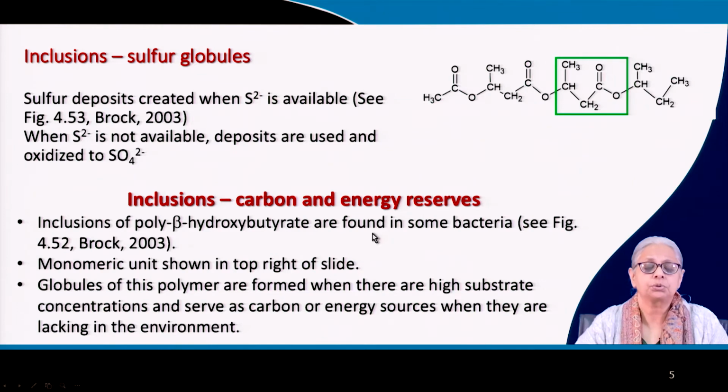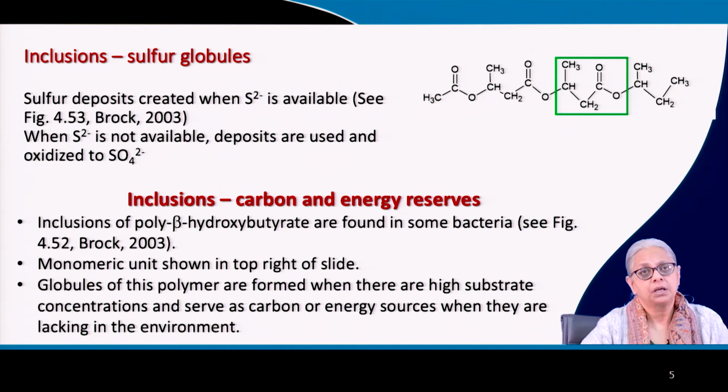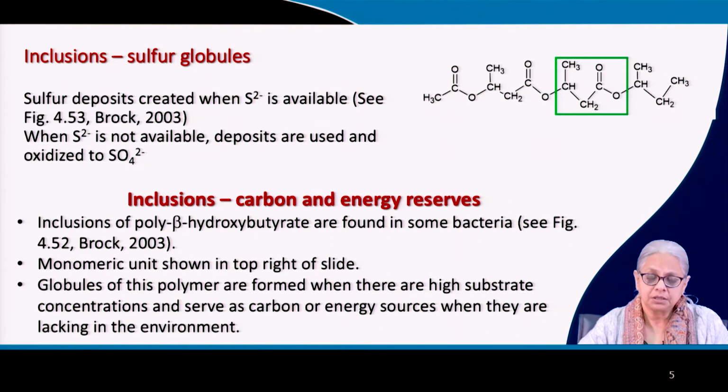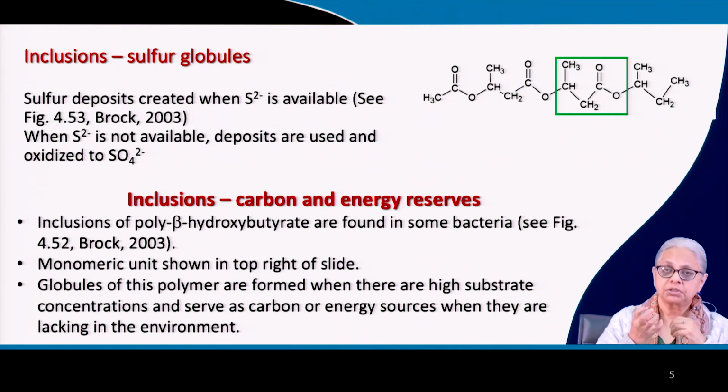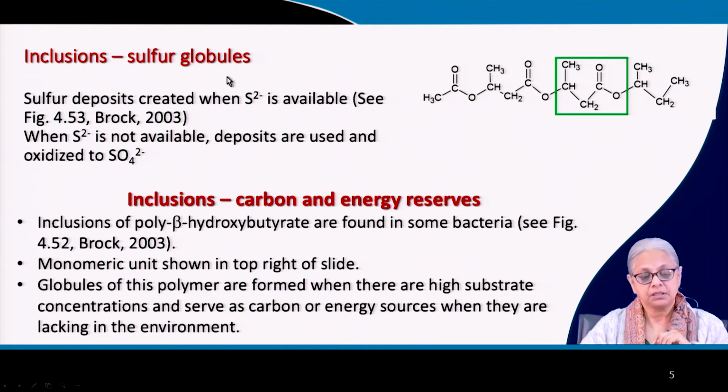Now these inclusions are what the bacteria produce when there are conditions where these very important, essential nutrients are present in the environment. So they create these inclusions or storage granules. Inclusion means a storage granule that is inside the cell. So sulfur deposits are created when sulfide is available. You can refer to the figure in the textbook.